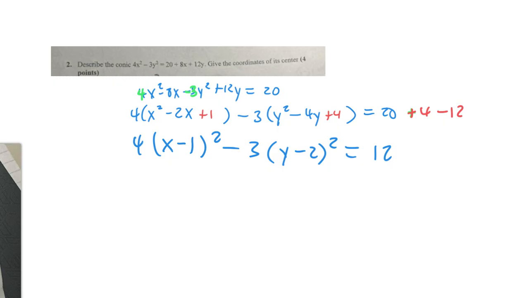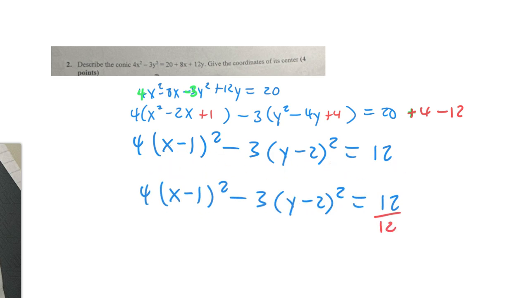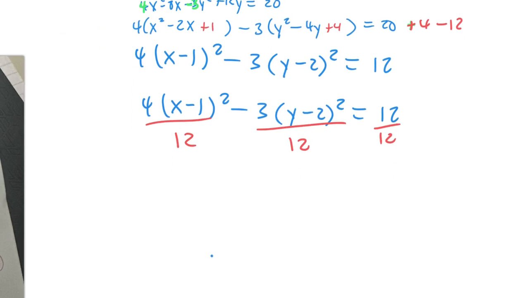Now, hyperbola conic sections always have a 1 over here. So hopefully, my student watching understands you will indeed be dividing everything by 12 right now to force that right-hand side to be a 1. Now that becomes 1, that becomes 3, that becomes 1, that becomes 4.